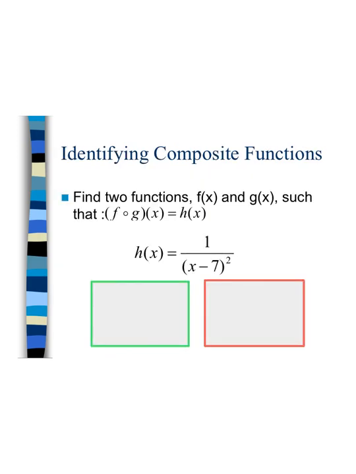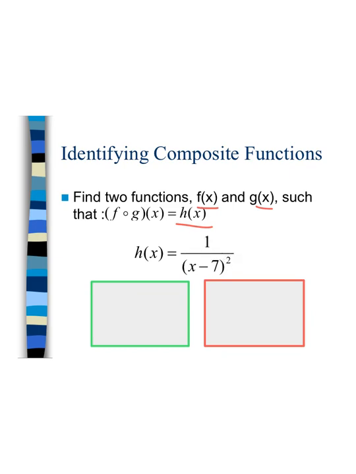All right, for example here, we're trying to identify composite functions. And what that means is we're trying to find two separate functions, an f function and a g function, so that when I take the composition of them, I end up getting my h function. All right, so what that really means is this is my answer. This is what I want my two functions to come together to be.